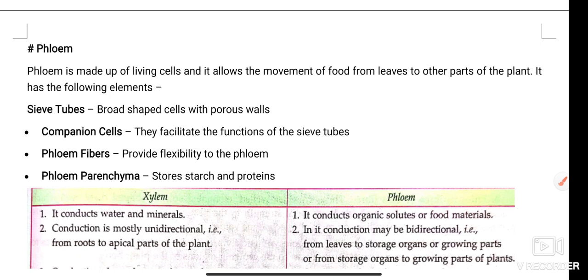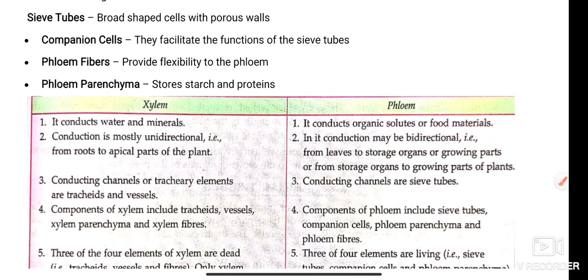Phloem fibers provide flexibility to the phloem. And next is phloem parenchyma, which stores starch and protein.